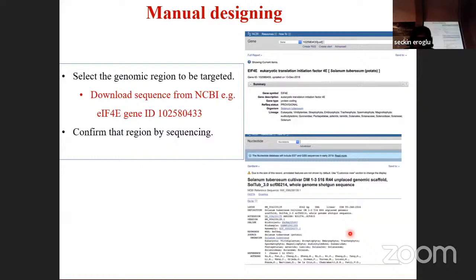This is one example. One of our students was working on potato, basically to develop resistance against potato virus. She was working on eIF4E, which is an elongation factor in potato, with which PVY, potato virus Y, interacts. So if you stop that interaction by mutating the eIF4E gene, there is a chance that you get resistance against those viruses, because the virus cannot replicate. So what we did was that we not only downloaded the sequence, we also sequenced it. We found the ID of that sequence.